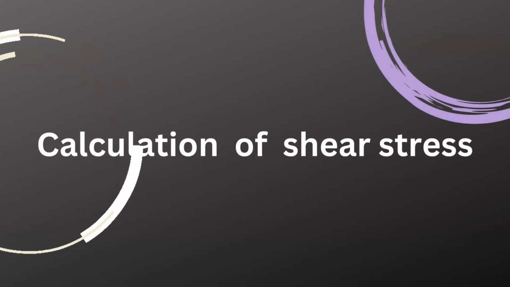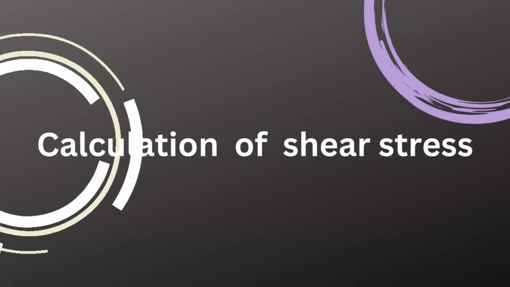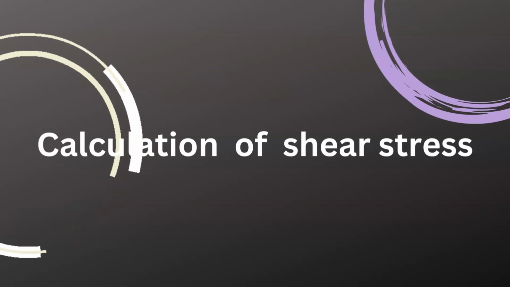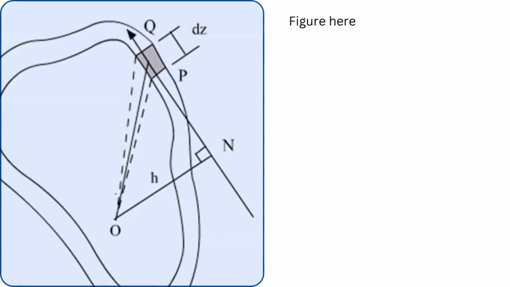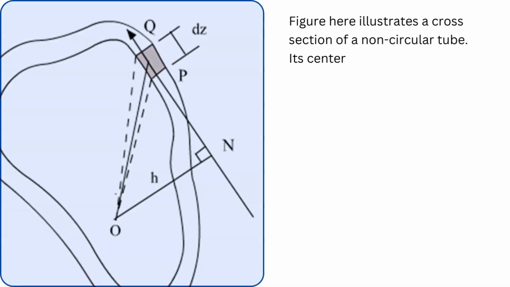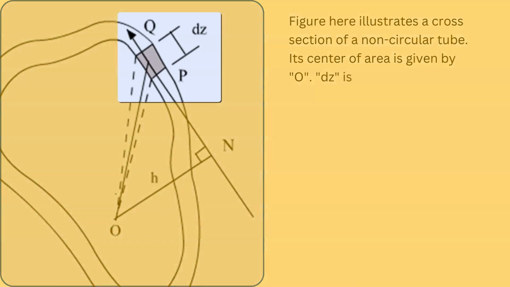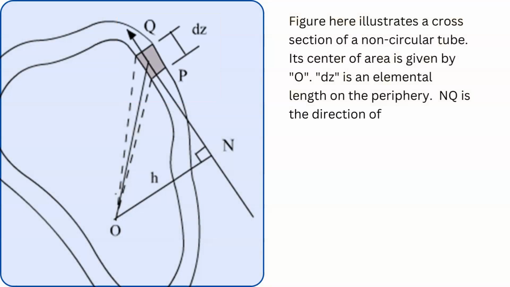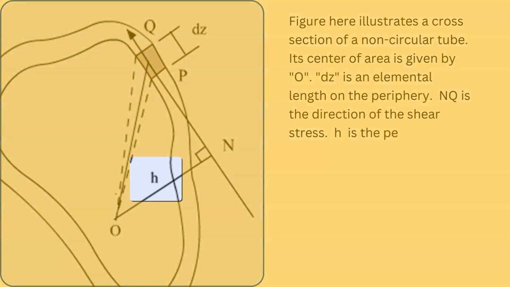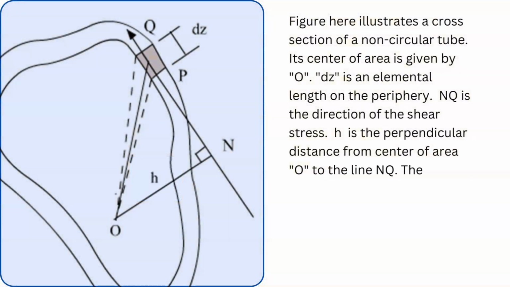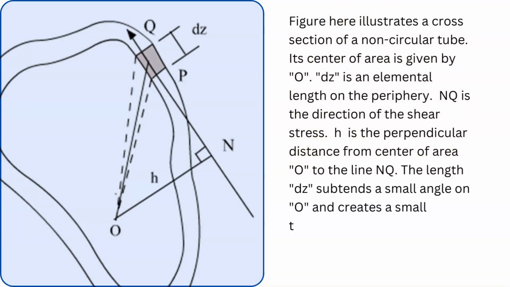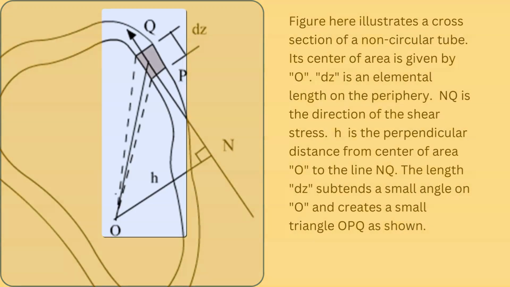Let us now derive an equation to calculate the shear stress when a thin-walled tube carries a torque. The figure here illustrates a cross-section of a non-circular tube. Its center of area is given by O. ds is an elemental length on the periphery. NQ is the direction of the shear stress. h is the perpendicular distance from the center of area, O, to the line NQ. The length ds subtends a small angle at O and creates a small triangle OPQ as shown.